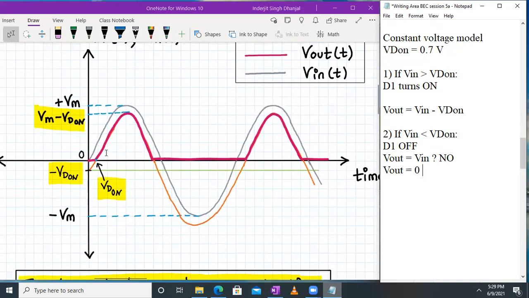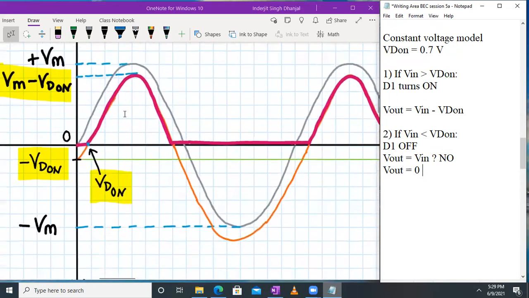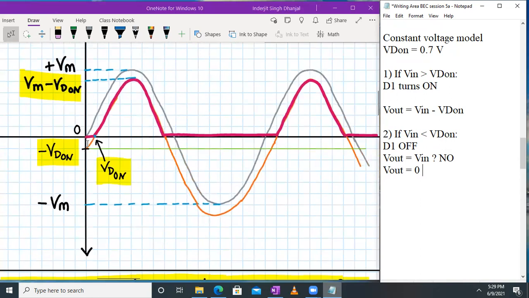Now, what is the height of this? See, we are starting this orange color waveform VD on below 0. So the height will be Vm minus VD on. Very clear. And this height will be minus Vm minus VD on. Very, very clear about it. If I want to put some numbers, if my Vm is 5 volt, my VD on is 0.7. So this level will be 4.3, and this level over here will be minus 5.7, and this VD on will be minus 0.7.